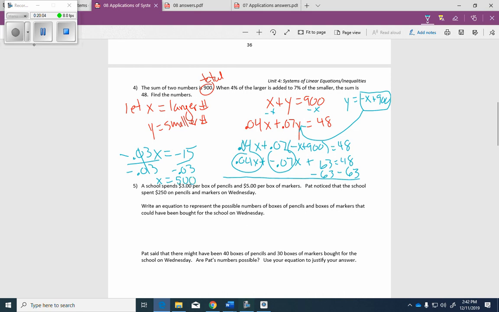The sum of two numbers is 900, so 500 plus 400 make 900. So the larger one must be the 500, and the smaller one must be the 400. And those are my two numbers.